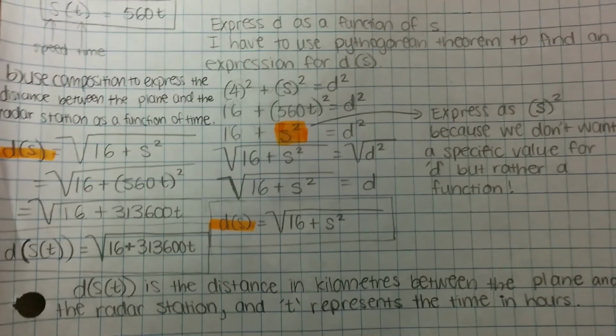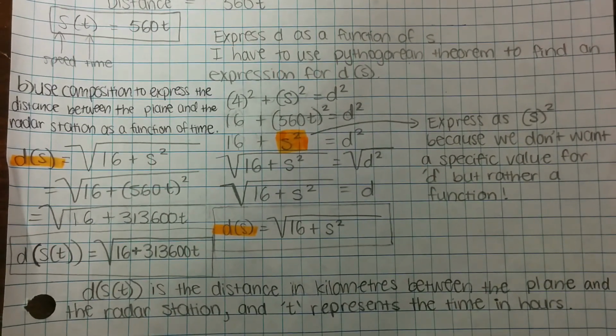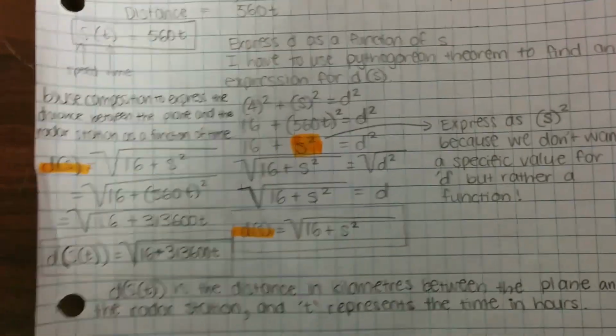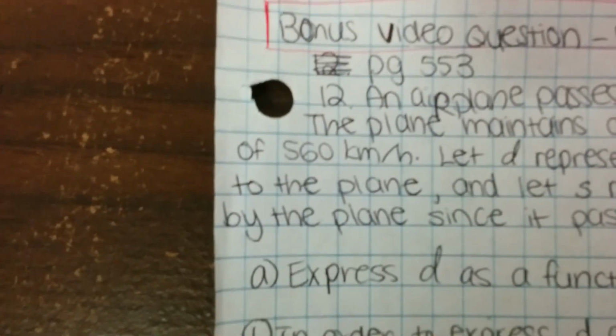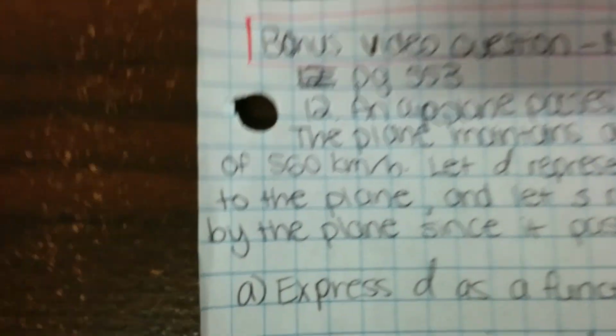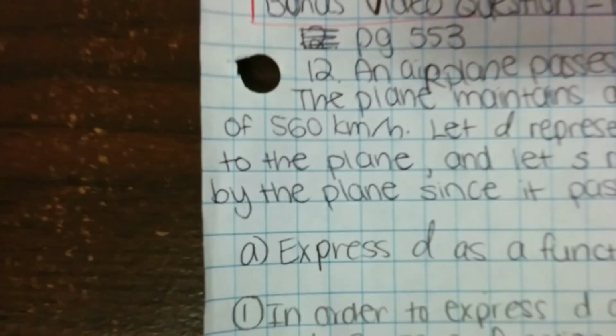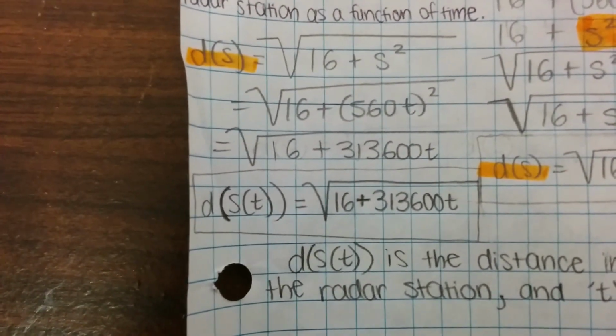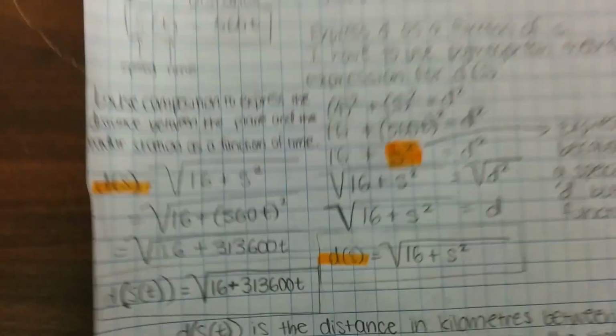And t represents the time in hours because we were given time in hours in our question. Because we were given the speed of 560 kilometers per hour, that means that time is expressed in hours. Okay, so I hope that this helped, and good luck on your test.